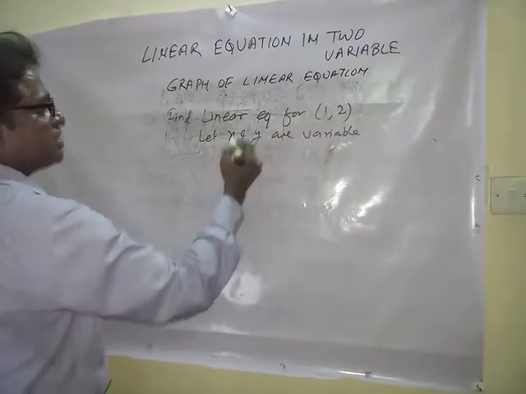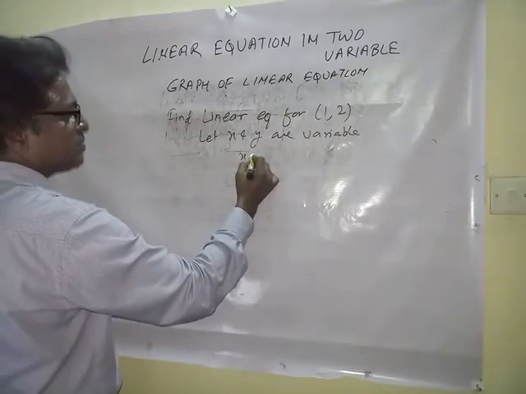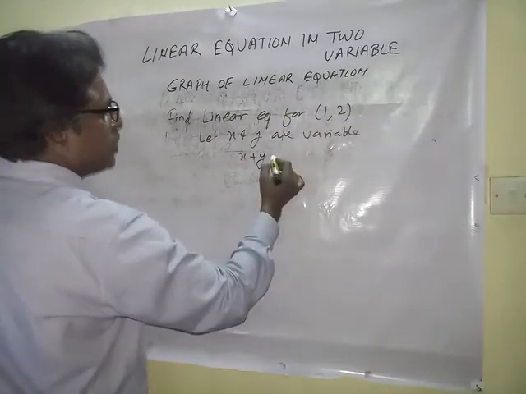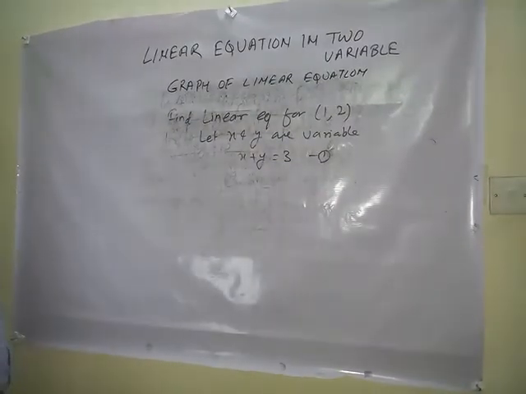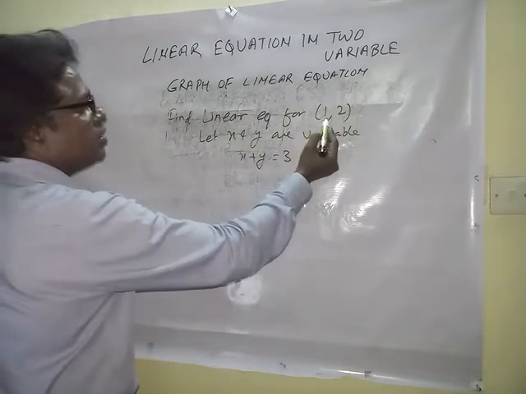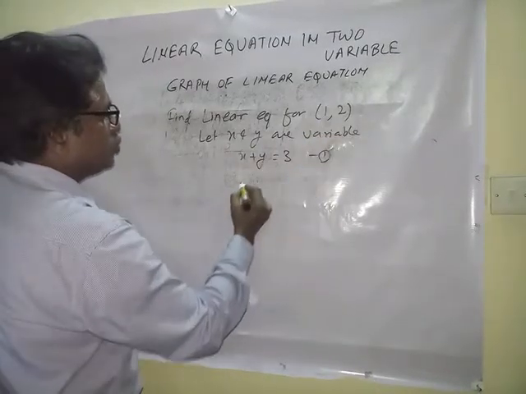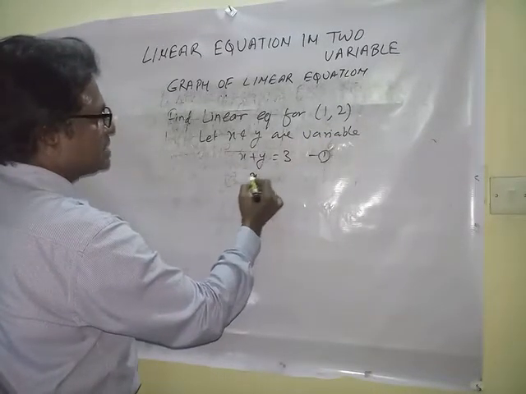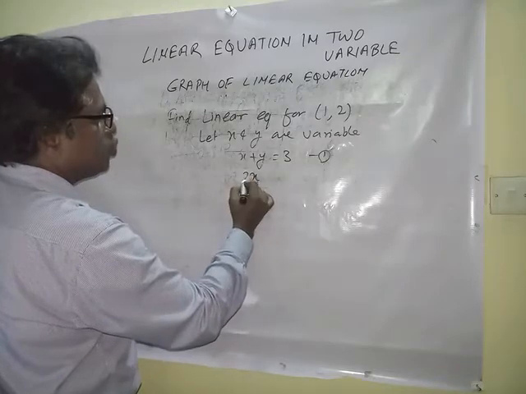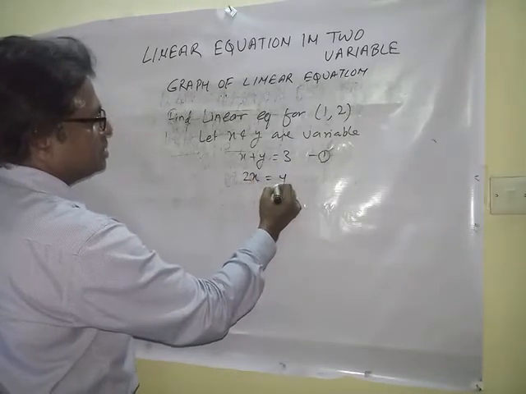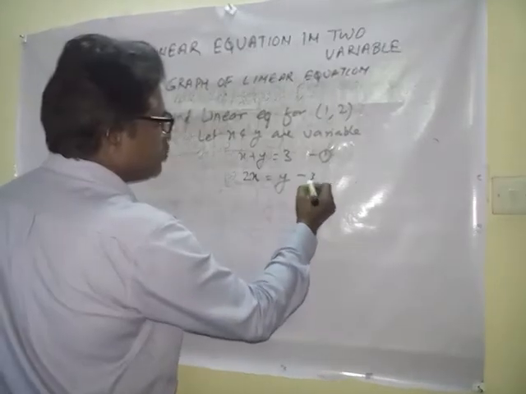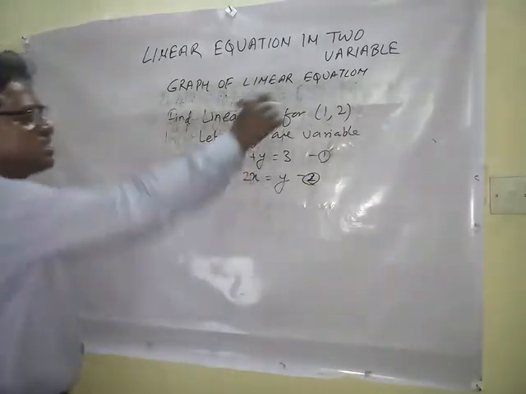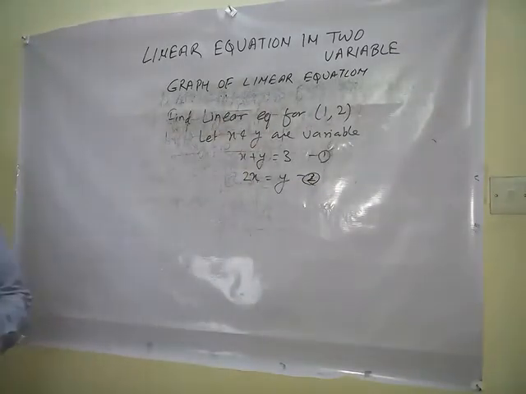So if you see this, x plus y, if you add up these two values, will be equal to 3. This is linear equation number one. Here we are seeing the value of x is equal to 1 and y is equal to 2. So 2x is equal to y. That can be another linear equation. That way you can find various linear equations for that given coordinate.